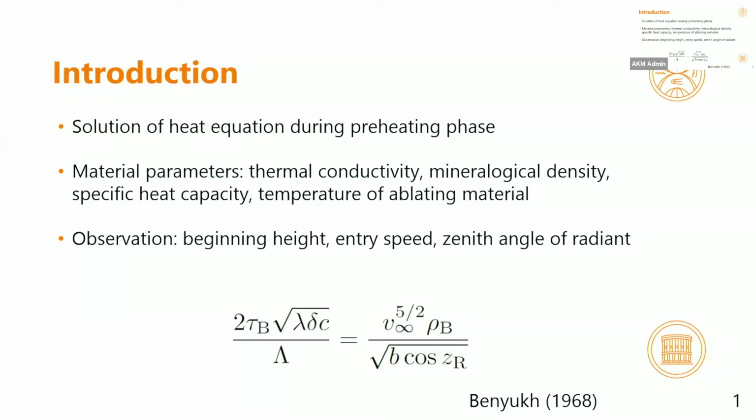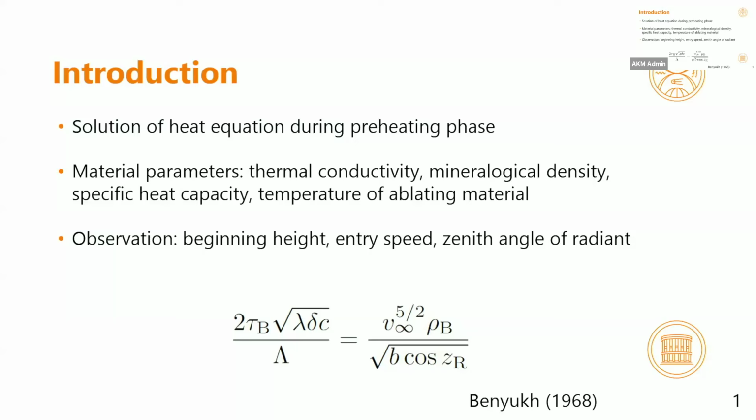There is mineralogical density because we use heat equation and only the material conducts heat. Therefore, it would not make sense to use bulk density in the heat equation. And on the right-hand side, it is interesting that there are only quantities that can be observed by meteor observation. So that is the beginning height, entry speed, and the zenith angle of its radiant.